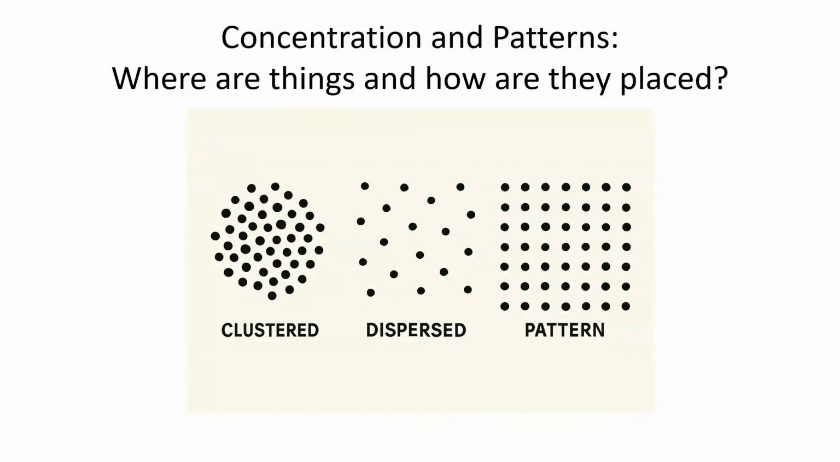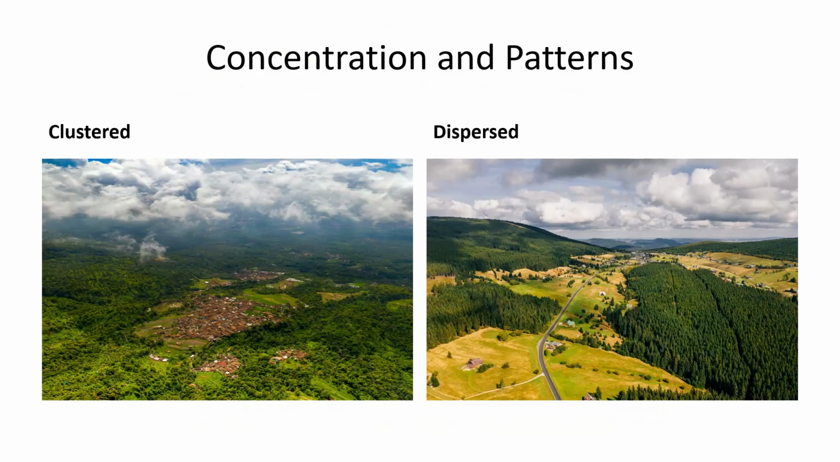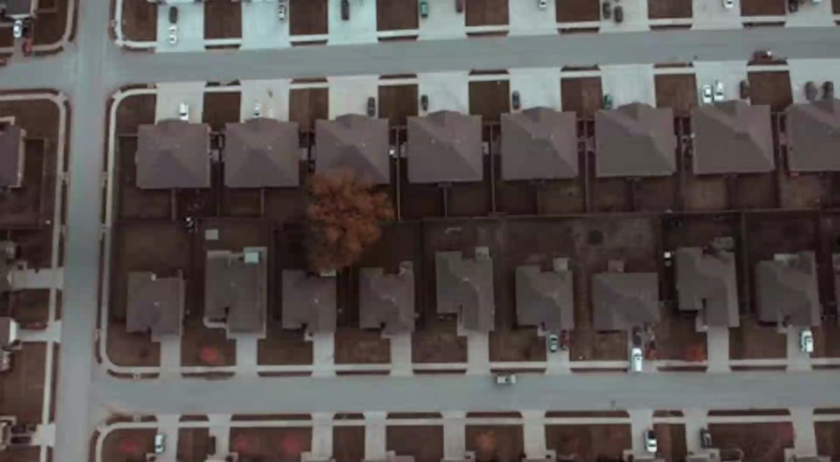Let's take a look at how this might look in the real world. Here we have some rural communities. On the left, we have a clustered agricultural community, and on the right, we have dispersed. The houses are far apart.